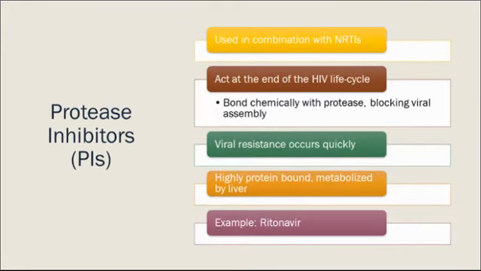Okay, protease inhibitors. The text doesn't go into this, unless I'm missing it in here. I don't see them listed here. So your protease inhibitors, used in combination with your nukes, act at the end of the HIV life cycle, bond chemically with protease, and block viral assembly. Viral resistance occurs quickly, high protein bound, and metabolized by the liver. An example is ritonavir, which results in immature, non-infectious viral particles. So it just breaks that thing apart.